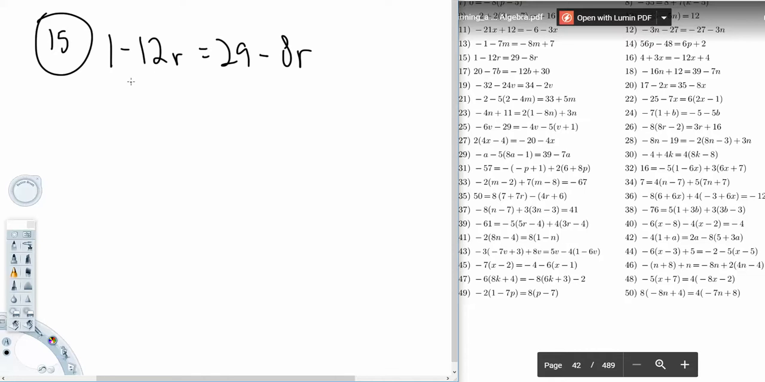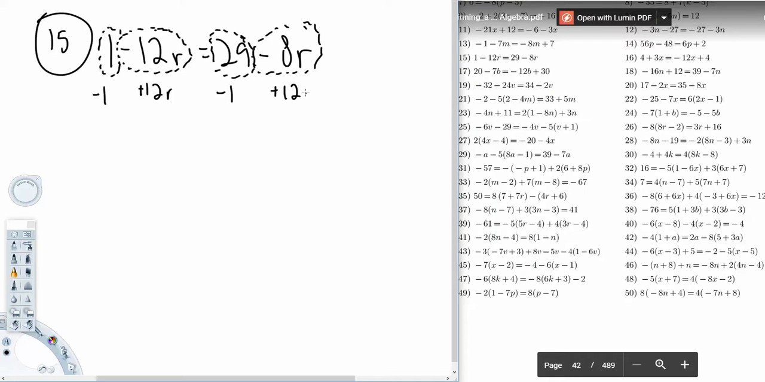So what I'm going to do here is we're going to look at this number, right? We always look to the left to see what the sign is, and if there's nothing, it's positive. Here, there's nothing, so this is positive. Here, this is negative, and here, there's nothing, so it's positive. So to get rid of a positive 1, I subtract 1. To get rid of a negative 12, I add 12r, right? So 12r. And of course, I got to do the same to the other side. Good.